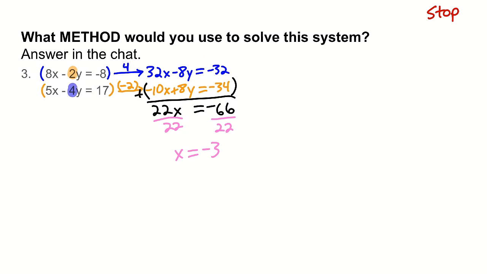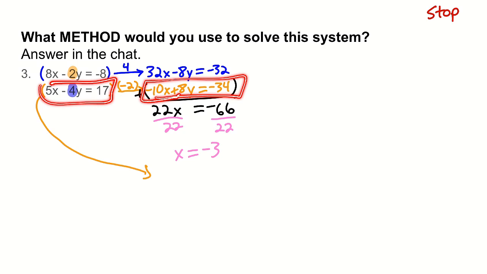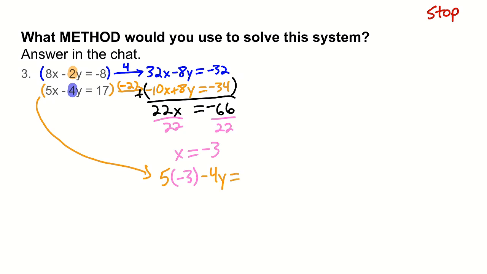All right. Now we need to choose one of our equations and solve for y. It doesn't matter which one. I'm going to use the orange one here. I use the original equation, not the transformed equation. Okay, so I have 5 times x, well, x we just found is negative 3, minus 4y is equal to 17. 5 times negative 3 is negative 15, minus 4y is equal to 17.